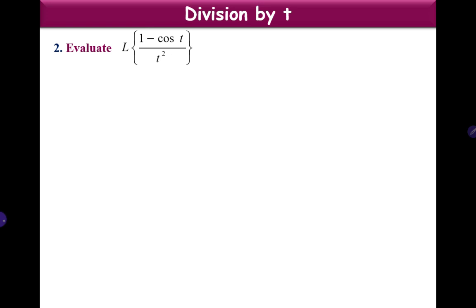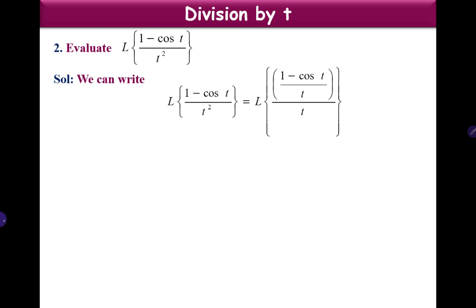So let us see how we can solve this. We can write L of (1 minus cos t) by t square as L of ((1 minus cos t) by t) by t. Now how does this look like? L of f of t by t. What is f of t in this case? f of t is (1 minus cos t) by t. So now let us apply the formula L of f of t by t to this.